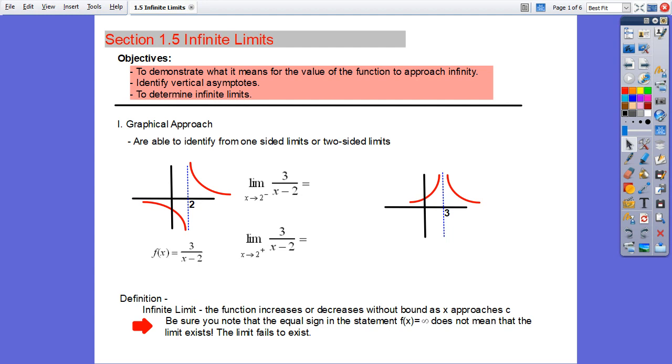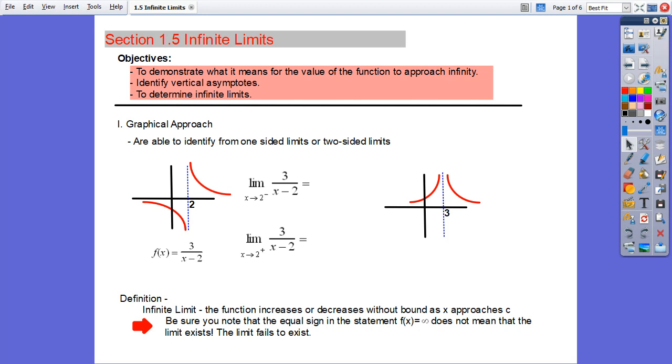So we want to go ahead and look at this as a graphical approach first, and then we'll do it more analytically. We want to be able to look at a graph and determine, especially from one-sided limits, whether or not our limit is going to be unbounded, either infinity or negative infinity. We're going to identify for one side and then two sides as well. So let's look at some examples here.